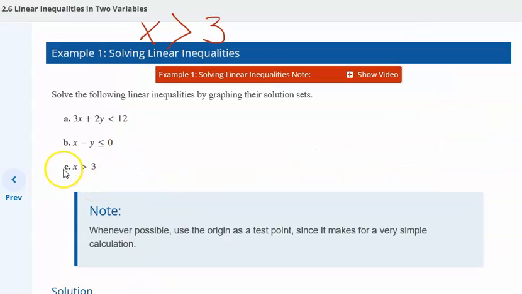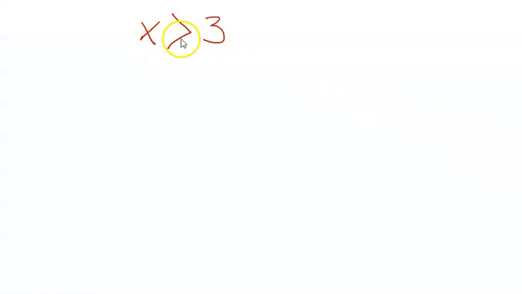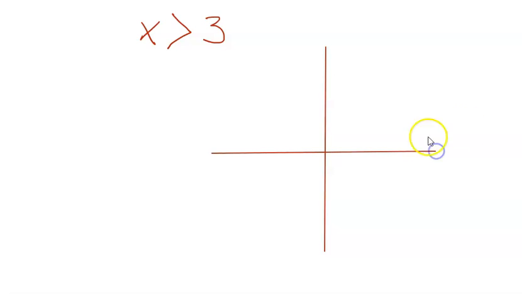Now in letter C, we have this. x is greater than 3. Well, what kind of line is this? Well, we can just graph it. And we know it's going to be a vertical line going through 3. Now, is it going to be a solid line or a dotted line? Well, because it's only greater than, it's going to be a dotted line.